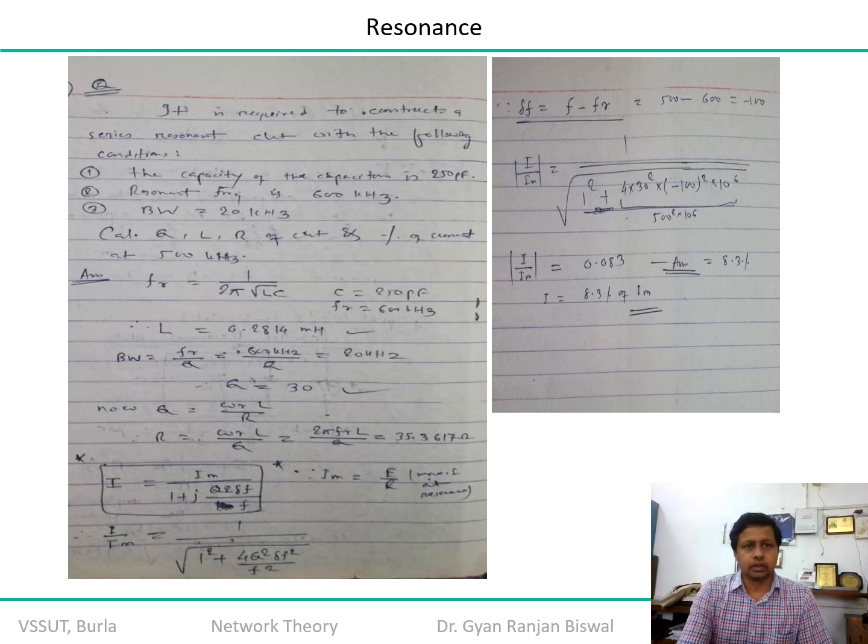Do it. So as you can appreciate, you can write down your FR. C is given, FR is given. You can find out the value of L. Bandwidth is already given. So from there you can work out the Q factor, because Q factor is equal to FR upon bandwidth. So the bandwidth is equal to FR by Q. And Q is also omega L by R. So from there Q is now known, so you can work out the value of R.